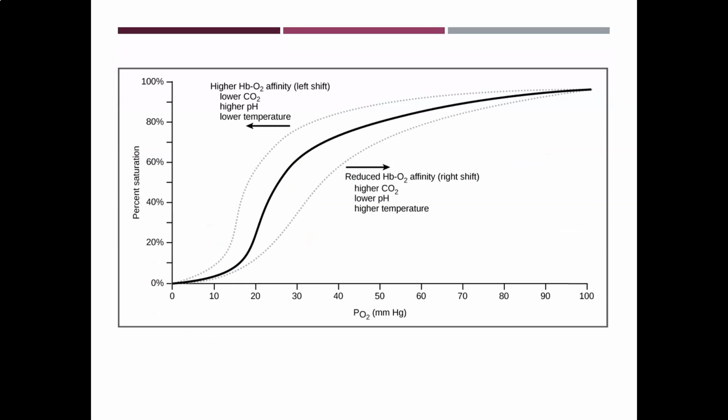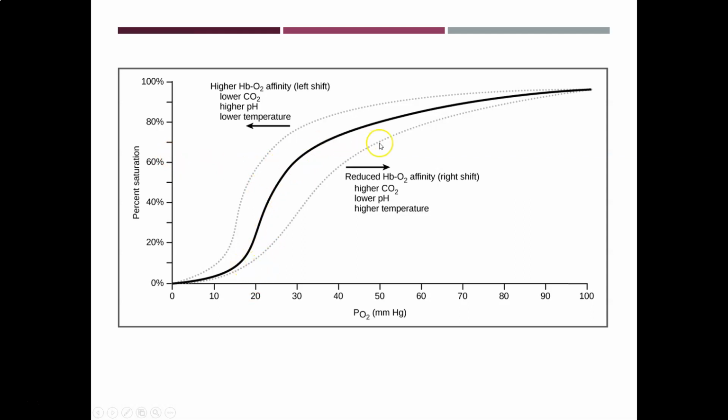I found this graphic here that illustrates it. It has most of the factors on here. In dark, you have the normal oxygen dissociation curve. And then we talk about left shift and right shift. If the curve shifts to the left, there's a higher affinity of the hemoglobin for the oxygen. This happens in conditions of lower CO2, higher pH, and lower temperature. And if you see, it takes a lower pressure of oxygen, for example 20 millimeters of mercury, to achieve a 60% saturation of hemoglobin with oxygen.